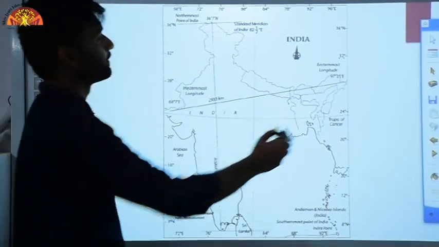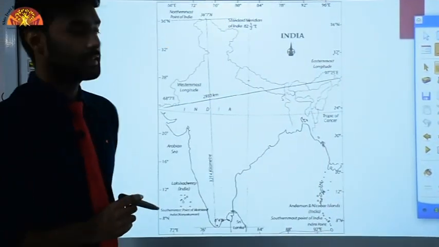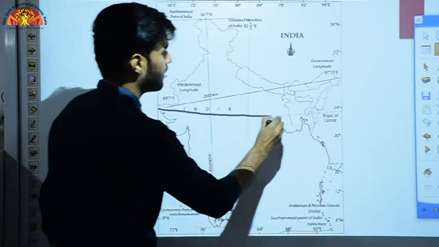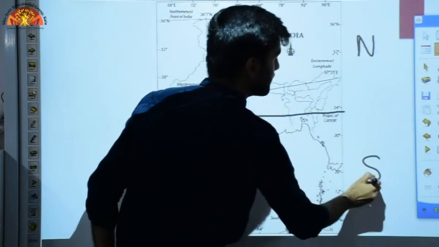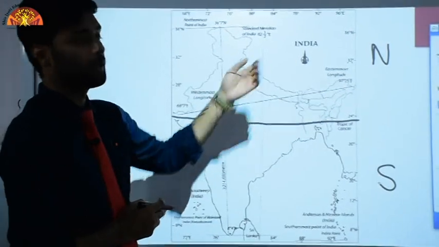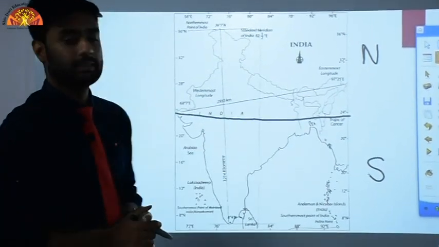So students, first let us discuss what is Tropic of Cancer. Tropic of Cancer is a latitude which divides India into two equal halves, that is the northern part and the southern part. So the area which lies above the Tropic of Cancer is northern India and the below one is called the southern India.